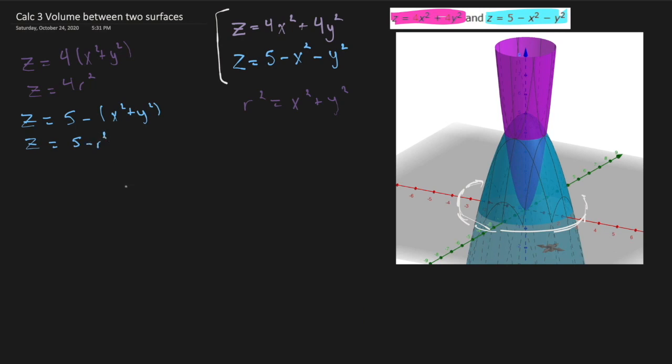So now let us take this function and subtract it from this function, and that will give us the difference in the function. So we could do 5 minus r squared. I'm going to do this one in red from now on, so I don't have to keep changing the color. Minus 4r squared. This will now give us 5 minus 5r squared. And that's what we're going to be integrating over.